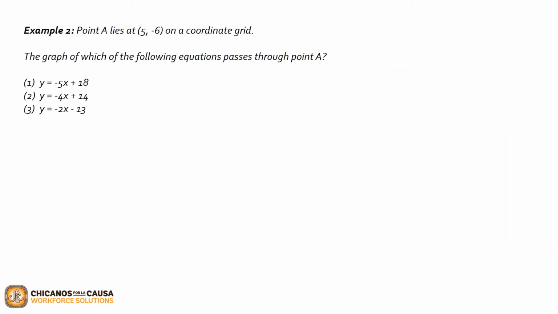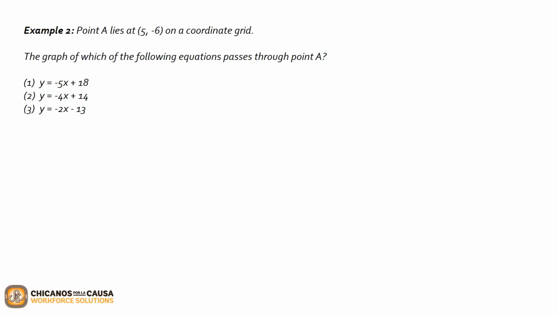Example 2. Point A lies at (5, -6) on a coordinate grid. The graph of which of the following equations passes through point A? So we have 3 different options to choose from. We have y equals negative 5x plus 18, y equals negative 4x plus 14, and y equals negative 2x minus 13. So it's essentially asking us which one of these is actually going to allow us to have the line go through the point (5, -6).